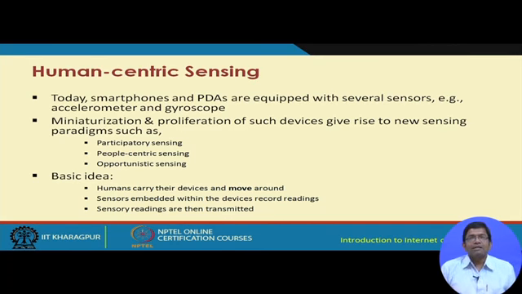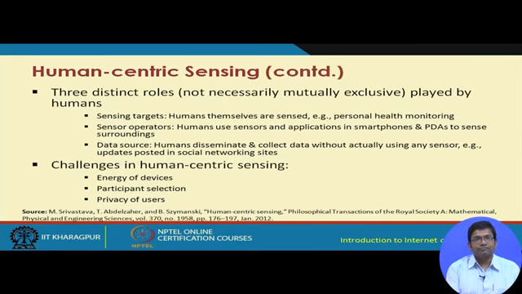So, the basic idea is that humans carry their devices and move around. Sensors embedded in the devices record the readings, and the sensory readings are then transmitted. There are 3 distinct roles played by humans: first, sensing of the targets; second, sensing of the operators; and third, acting as a data source. Now, for human centric sensing, there are different challenges with respect to the energy of the devices, participant selection, privacy of users and so on.